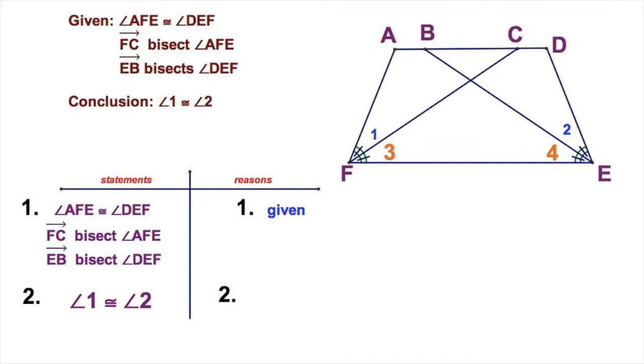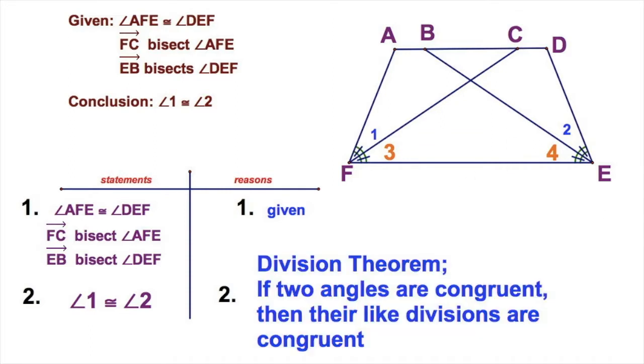Again, there's 4 operations in arithmetic: add, subtract, multiply, and divide. Here, since we know that these 2 angles, we'll say the base angles, AFE congruent to DEF, those 2 are congruent, that's a given, and these are angle bisectors. The answer is in the very definition of an angle bisector. An angle bisector divides an angle into 2 congruent angles. So with our division theorem, if 2 angles are congruent, then their like divisions are congruent. In this case, they're halves. Could be thirds if they were trisected, etc.